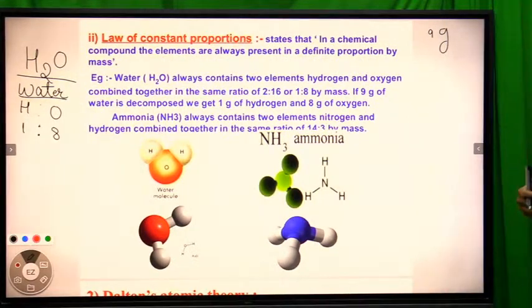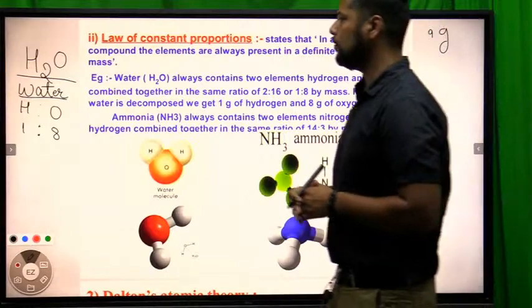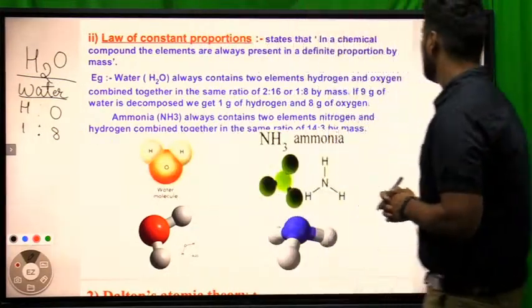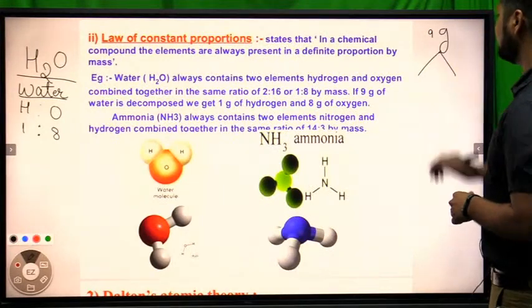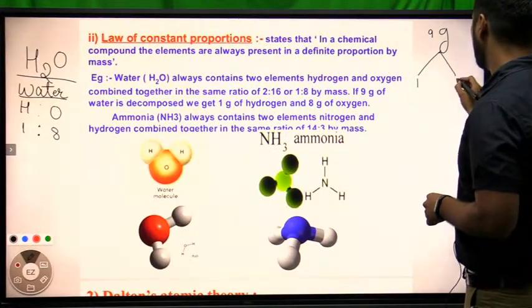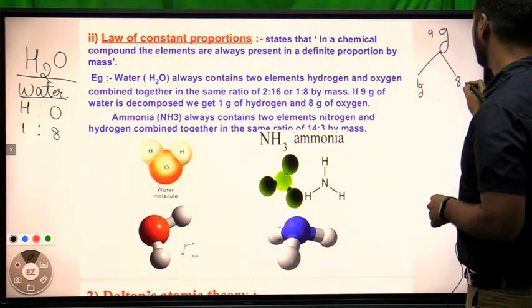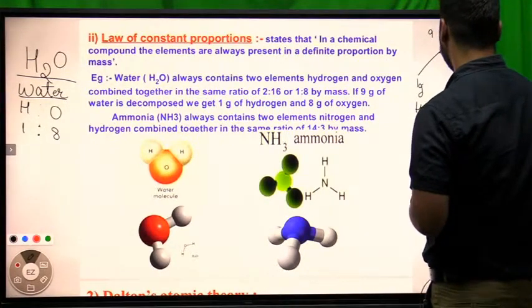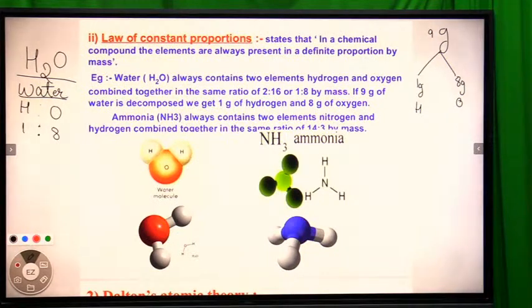Suppose I have taken 9 gram of water. In that 9 gram of water, according to the law of constant proportion, the hydrogen and oxygen are in the ratio 1:8. So if I divide this 9 gram into 1:8, I am getting 1 gram and 8 gram of this 9 gram water. That means 1 gram is hydrogen and 8 gram is oxygen by mass.